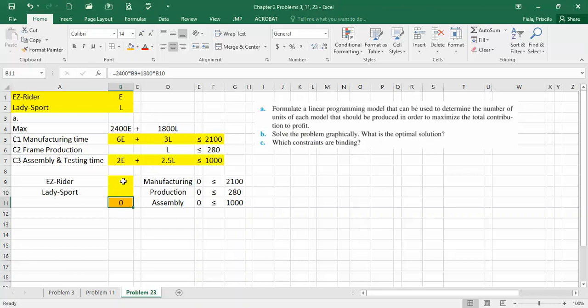column B, cell 9. Okay, so when we find this value, it's going to multiply by 2,400, and for the Lady Sport, 1,800 times L, therefore column B, row 10, is going to be how many for my Lady Sport. So 1,800 times how many shows up here is going to give me the maximum value.